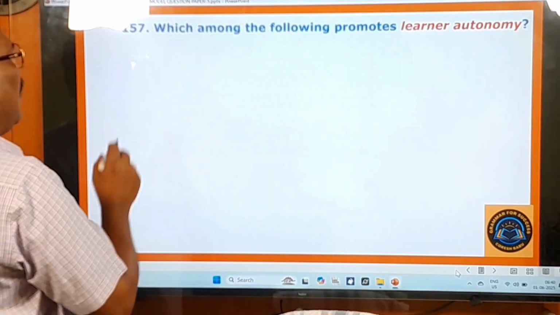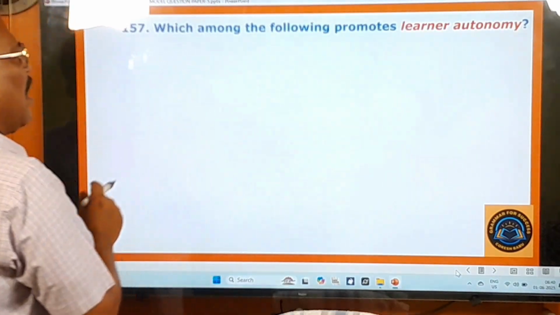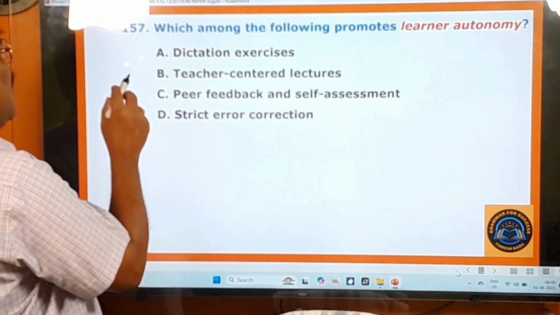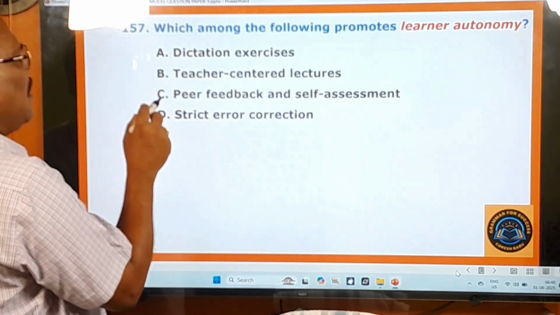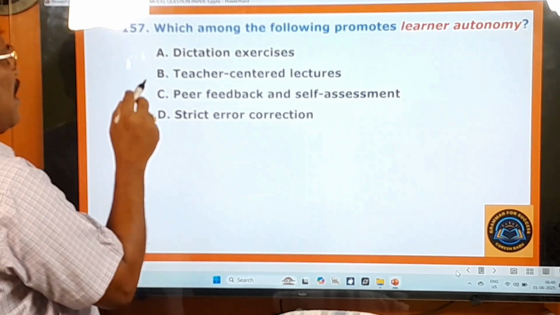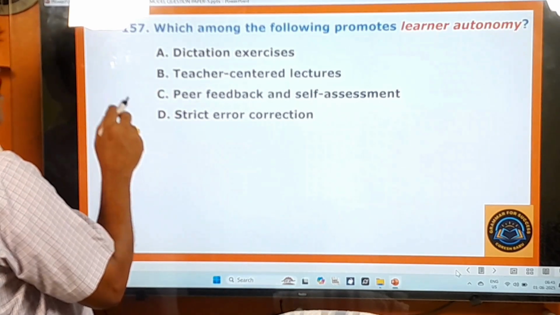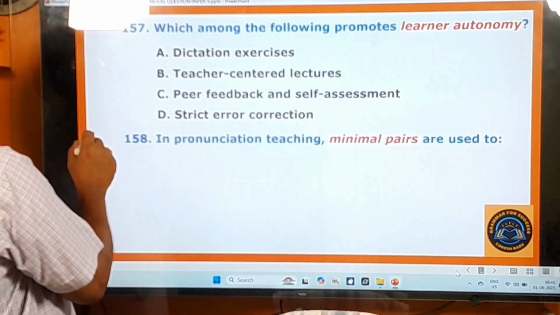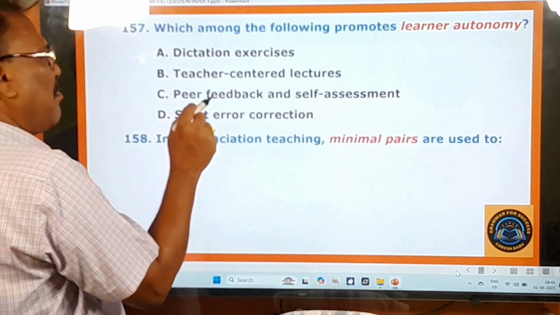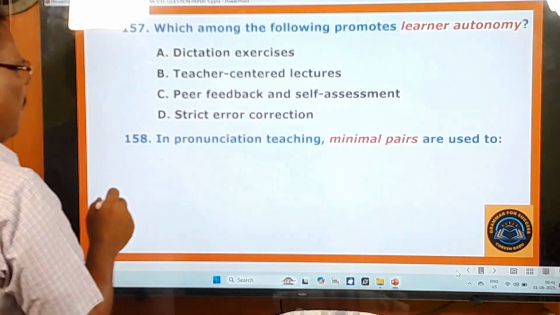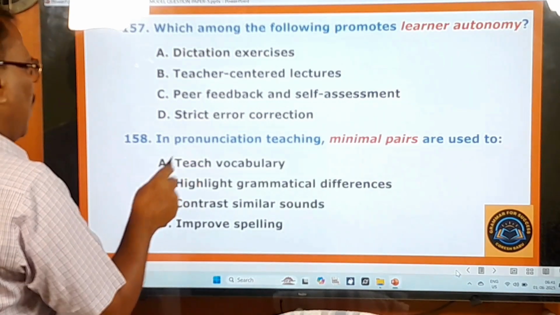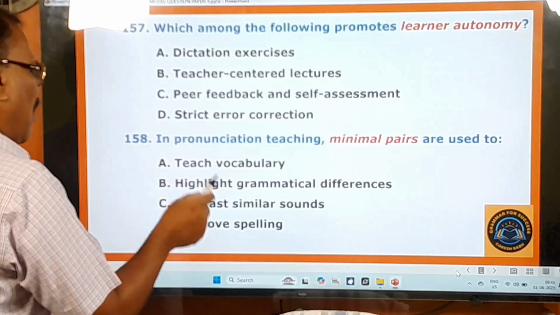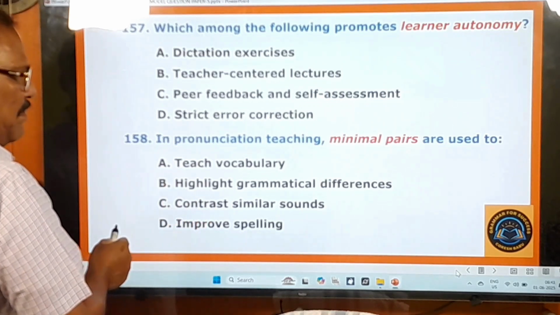157th question, which among the following promotes learner autonomy? You know about the learner autonomy. Dictation exercises, teacher-centered lectures, peer feedback and self-assessment, strict error correction. 158th question, in pronunciation teaching, minimal pairs are used to teach vocabulary, highlight grammatical differences, contrast similar sounds, improve spelling.